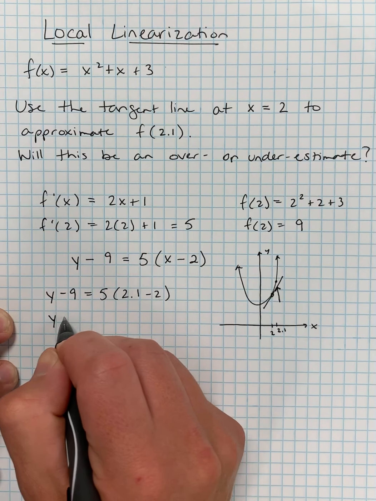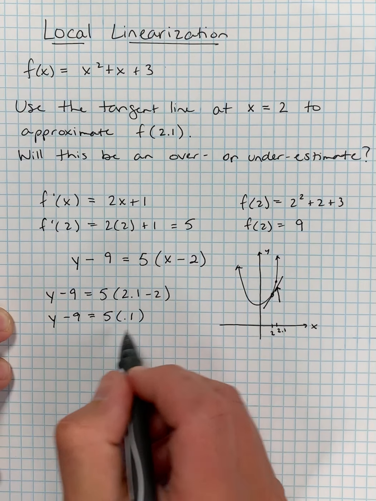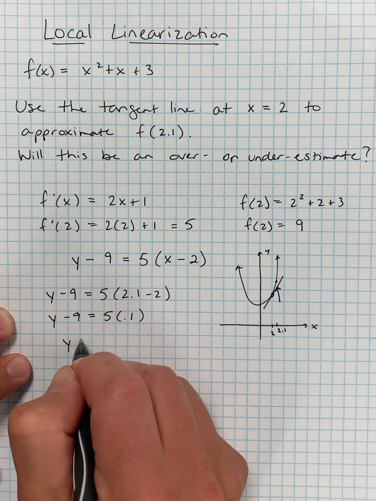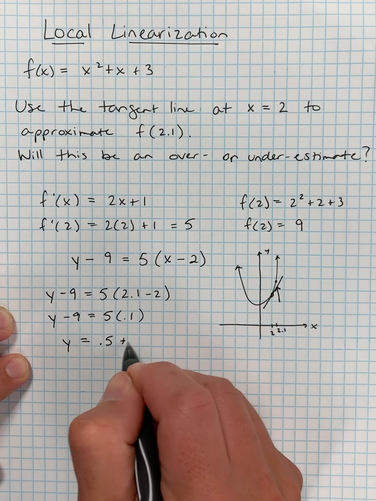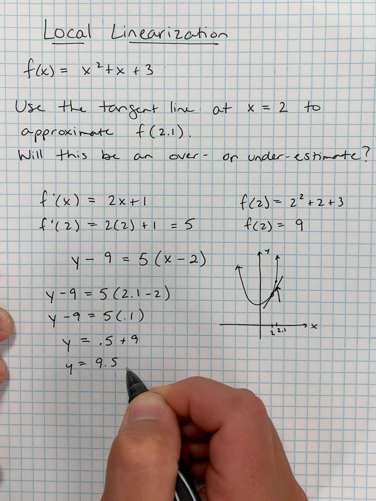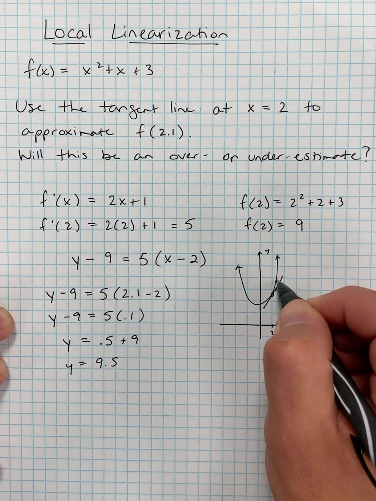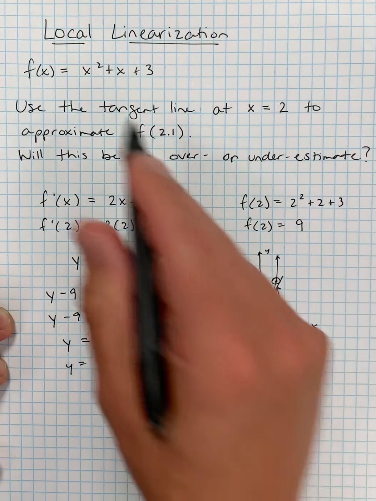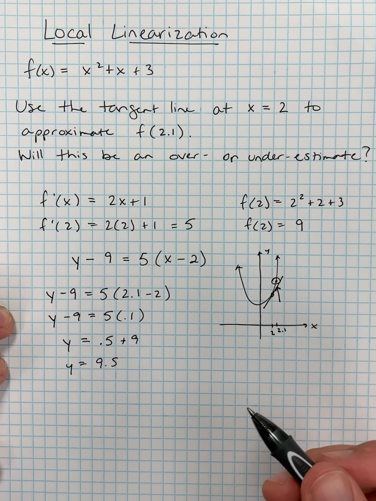So y minus 9 equals 5 times 0.1. We end up with y equals 0.5 plus 9, y equals 9.5. Now, that means that I have an output here of 9.5. That's the approximate output value for my curve. So y equals 9.5. Well, is this an over or underestimate?